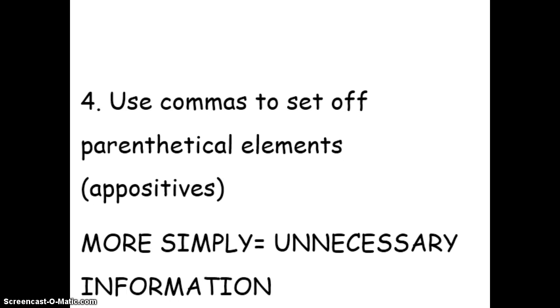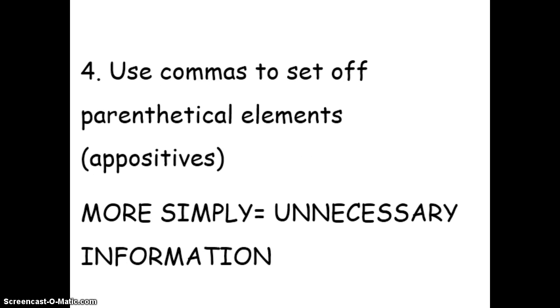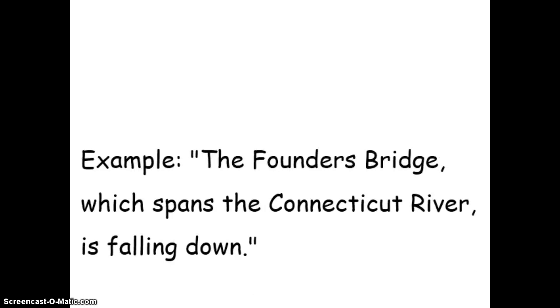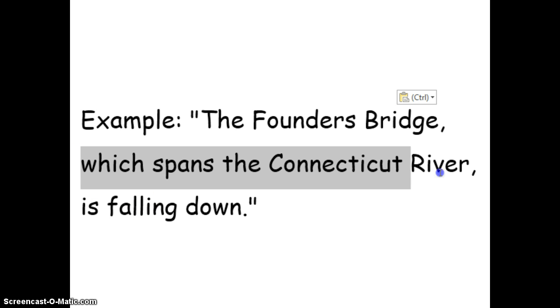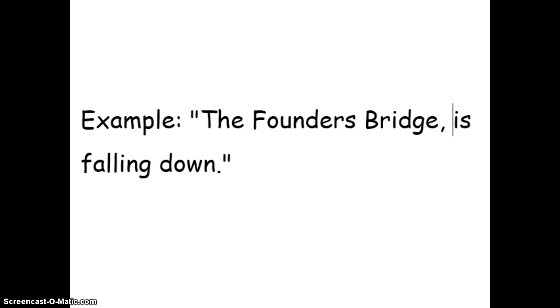Rule number 4 is that we use commas to set off parenthetical elements, or more simply put, unnecessary information. Their technical term is appositives. Let's take a look at an example. The Founder's Bridge, which spans the Connecticut River, is falling down. Which spans the Connecticut River is our unnecessary information, which means that we can delete it and it would still be a sentence. The Founder's Bridge is falling down.